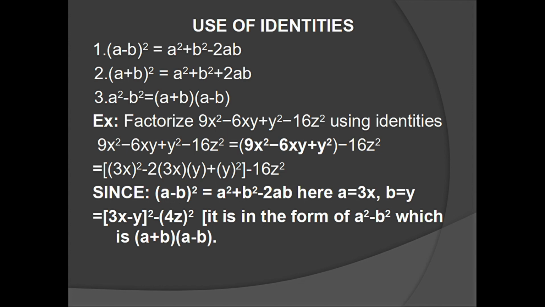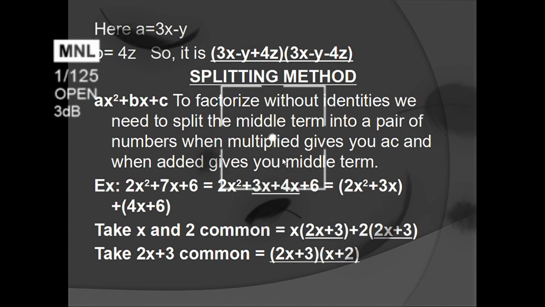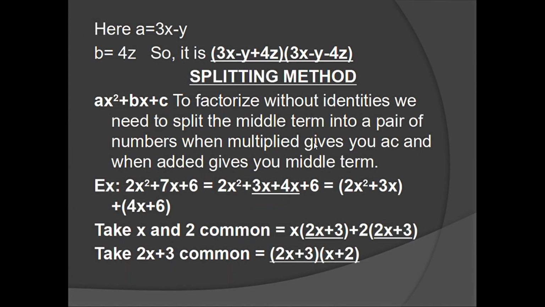Next, 16z square. What are we going to do with this? As you can see, I got a square minus b square, because 16z square I can write as (4z) whole square. So it's in the form of a square minus b square, and here a square minus b square can be written as (a plus b) into (a minus b). Here a is 3x minus y and b is 4z. So just substitute the values, and we get the final answer: it is (3x minus y plus 4z) and (3x minus y minus 4z).